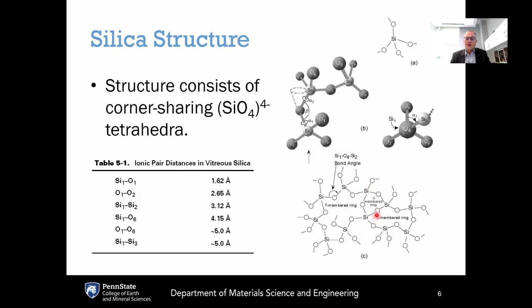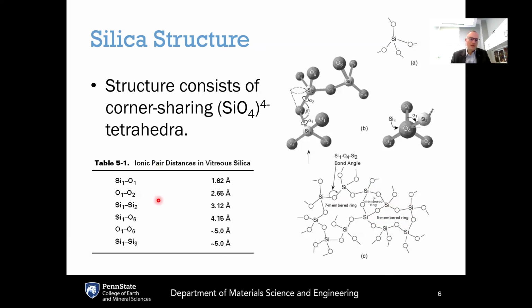In each case here, the number, so 5-membered ring, refers to the number of silicons or the number of silica tetrahedra involved with making that ring. So you can just count the number of silicons around this ring, 1, 2, 3, 4, 5, and that's what gives us this 5-membered ring. So there's a distribution of ring sizes, and this is what gives us the disordered network of the silica glass.